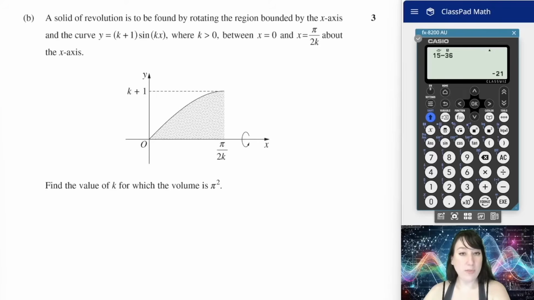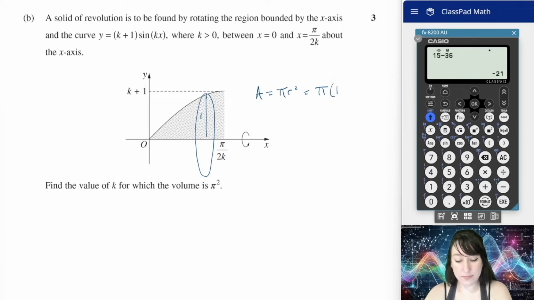Alright, the volume of the solid of revolution is calculated by summing the areas of the disks along the axis of rotation. The radius of each disk is equal to the height of the function for that value of x. The area of a circle is pi r squared. And again, the radius is the height of the function. The function here is (k plus 1) sine of kx, and we're squaring that. So let's sum these disks from 0 to pi over 2k.